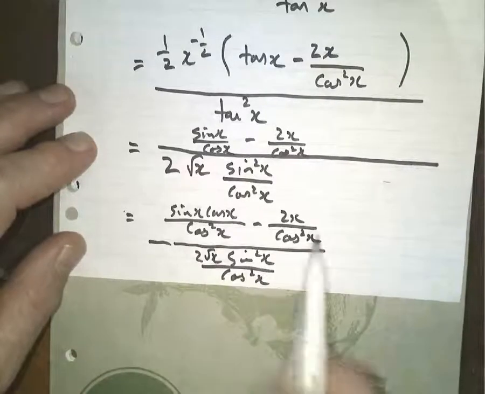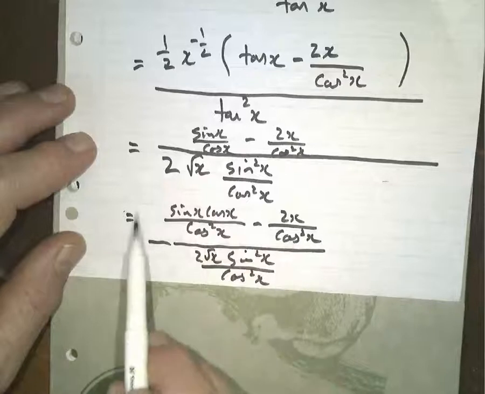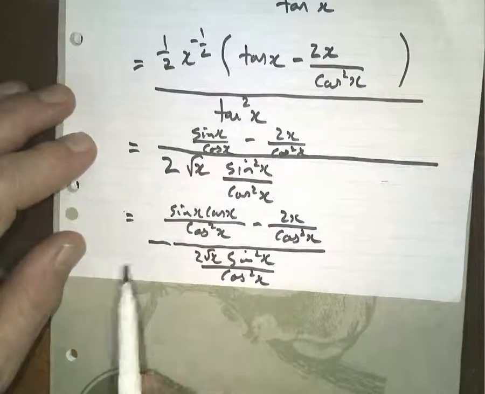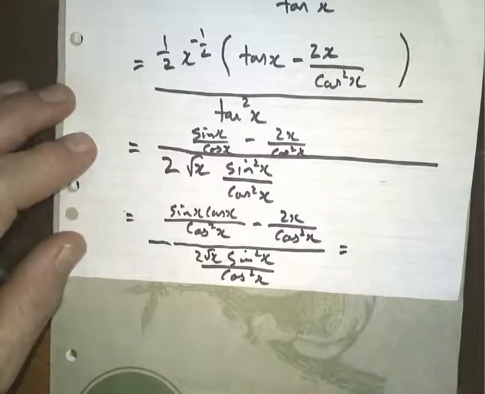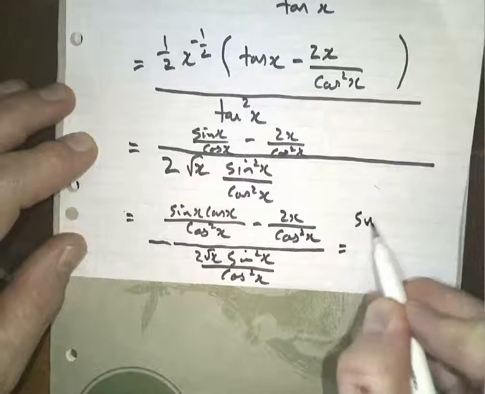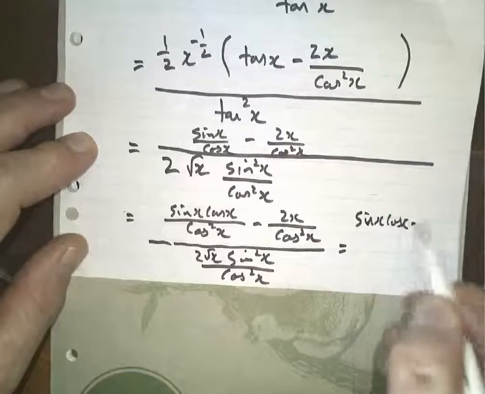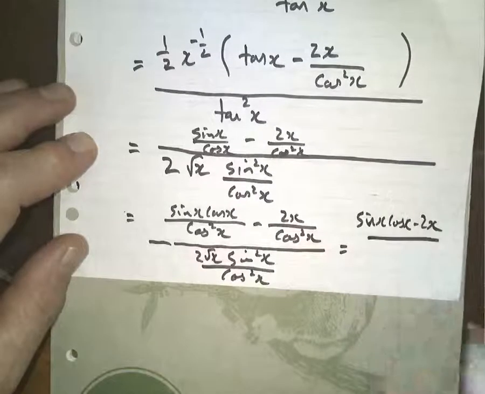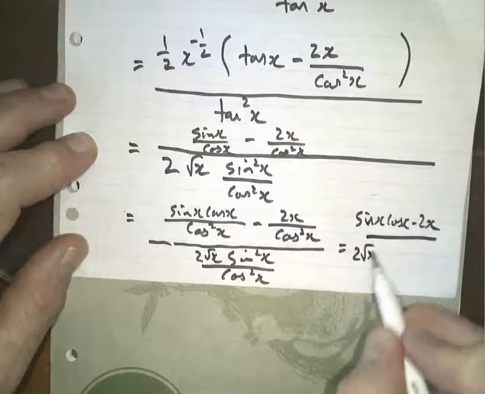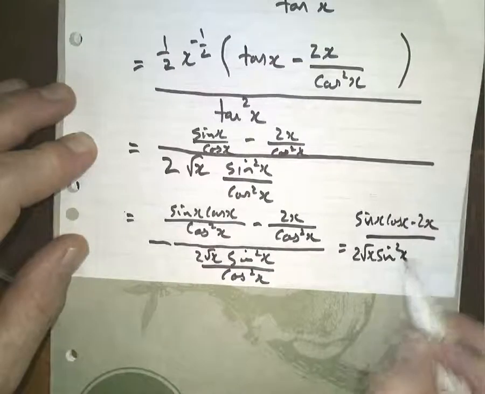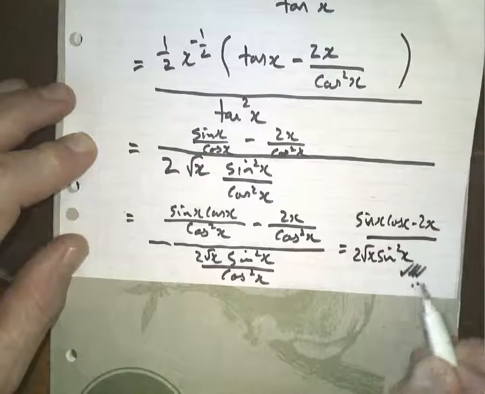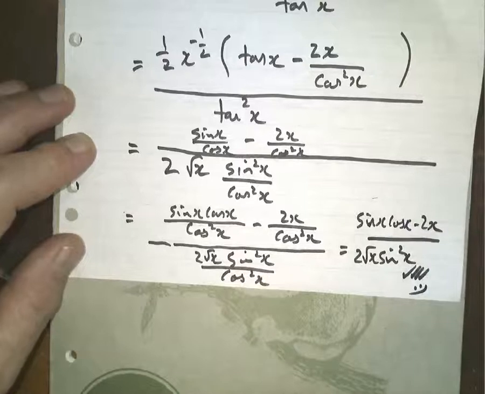I can take out a common factor of 1 on cos squared of x from the top and the bottom, which means I'm then left with sine of x cos of x minus 2x, all on top of 2 root x sine squared x, and that's my answer for the derivative in simplified form.